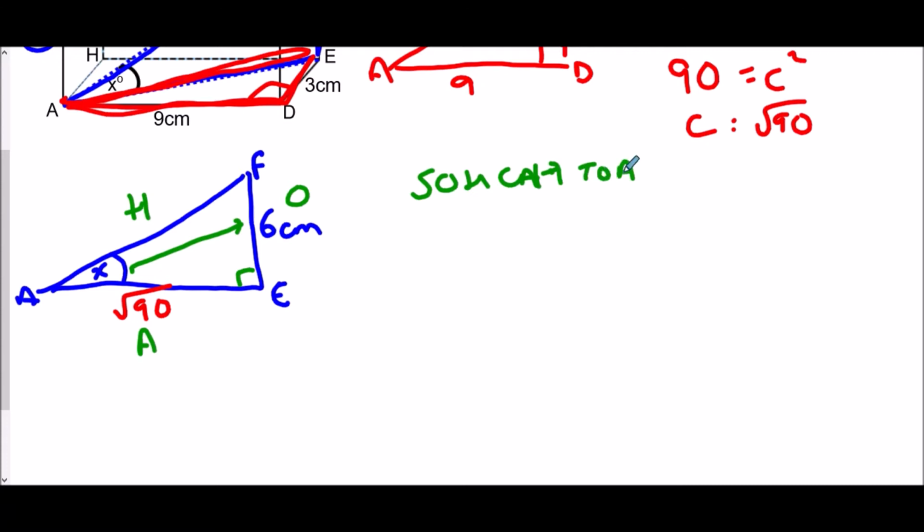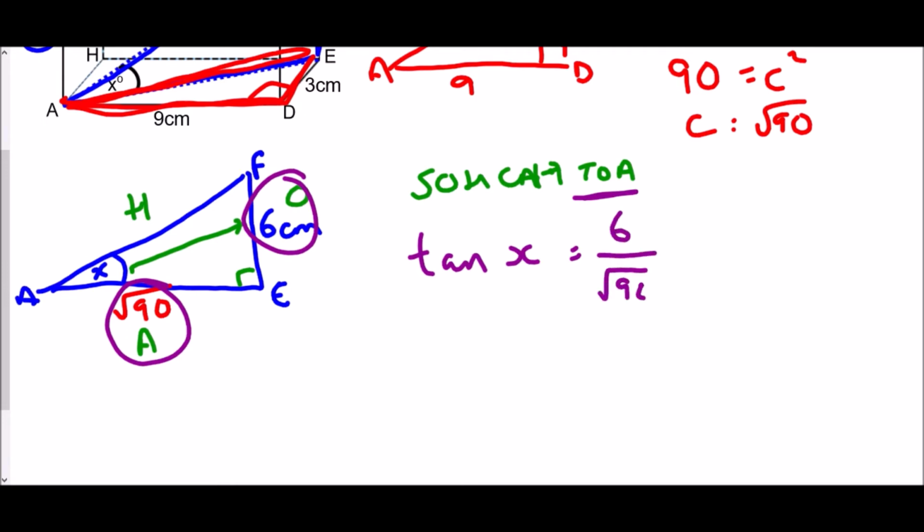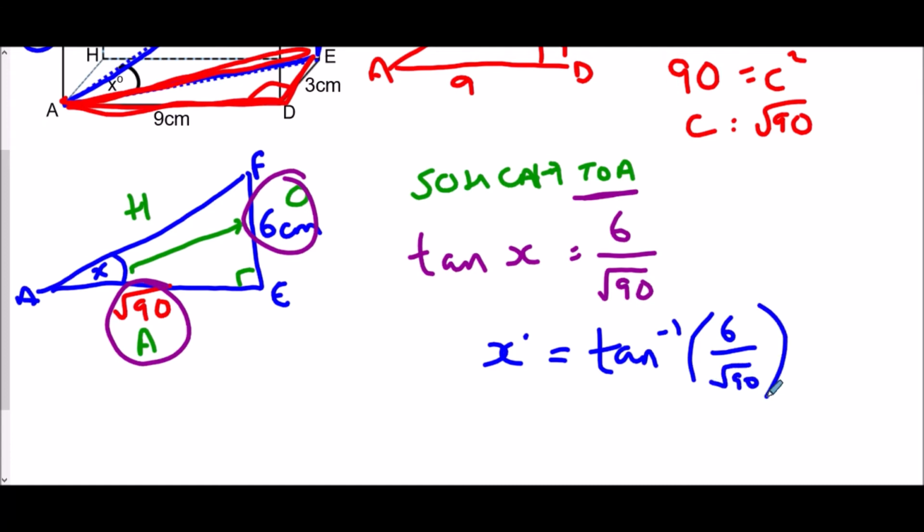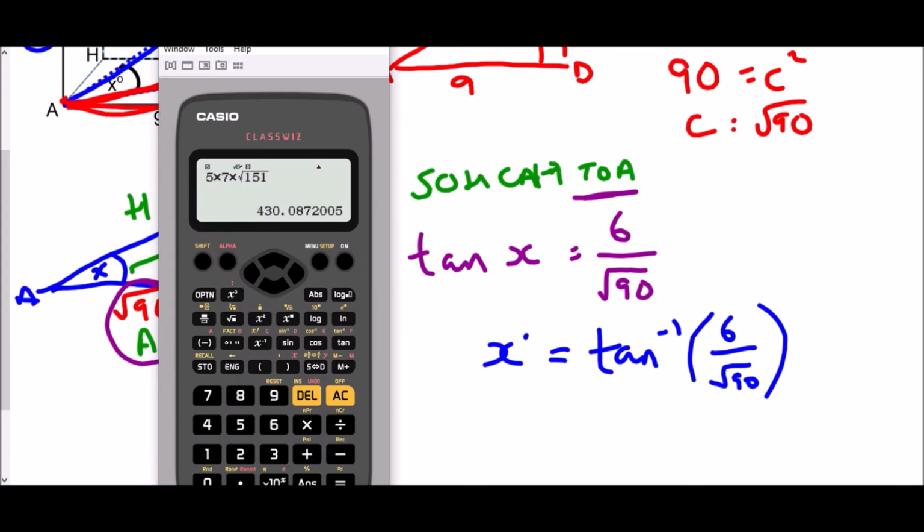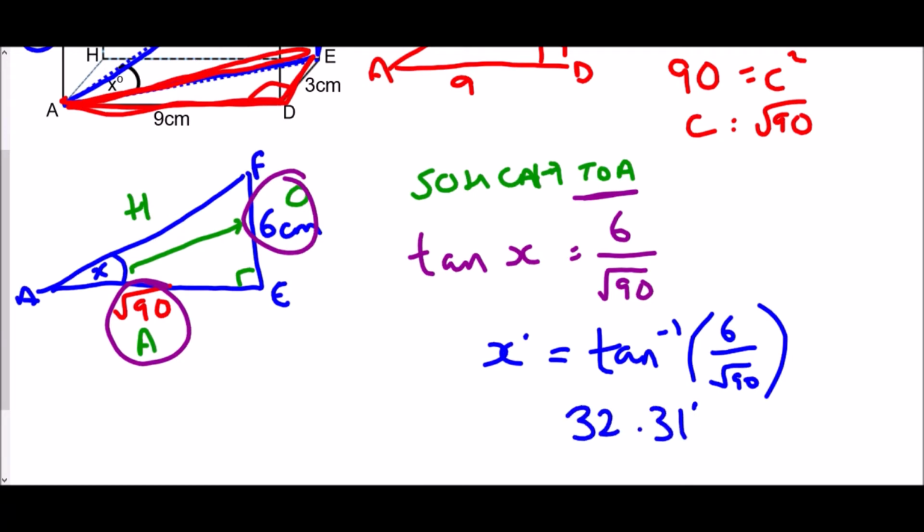Sine, cos or tan? Well, in this case I have the opposite and I have the adjacent, and therefore I need to be using tan. So tan x equals opposite, which is 6, over the adjacent, which is root 90. But because in this case we're finding an angle, we must remember that we need to use our inverse here. So x equals tan inverse of 6 over root 90, and that requires a calculator. So we're just going to grab the calculator, shift tan of 6 over root 90 and close our bracket, and we get that x is 32.31 degrees.